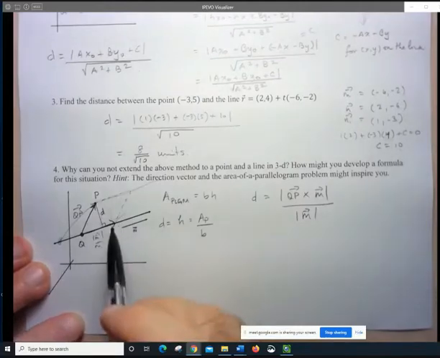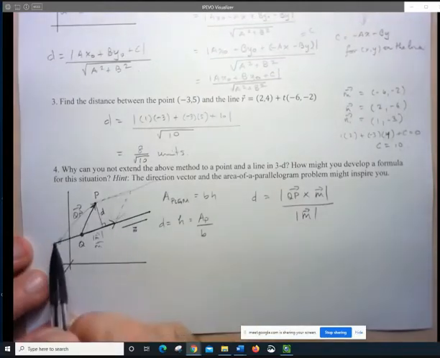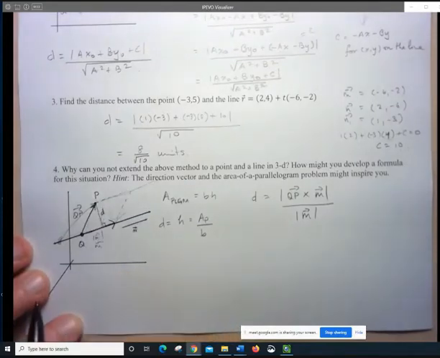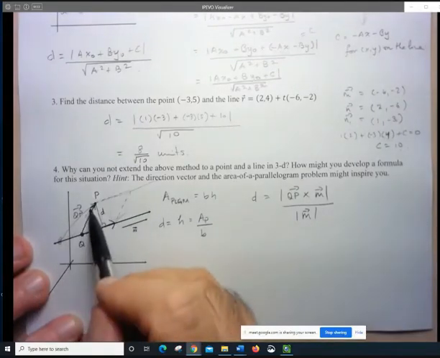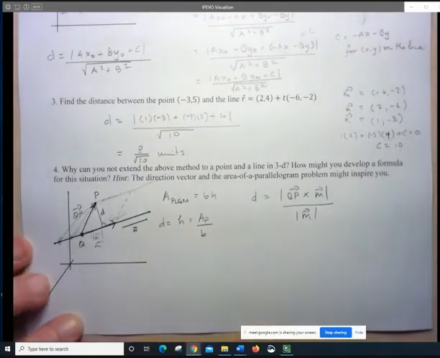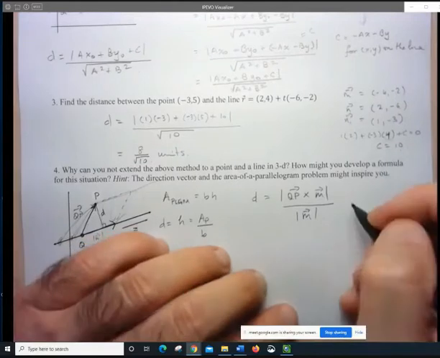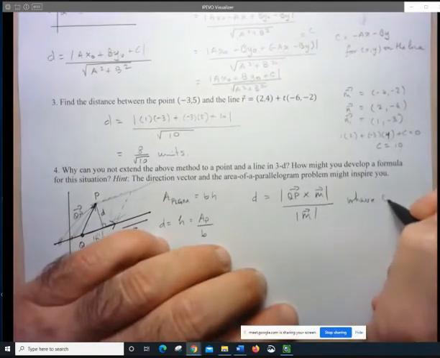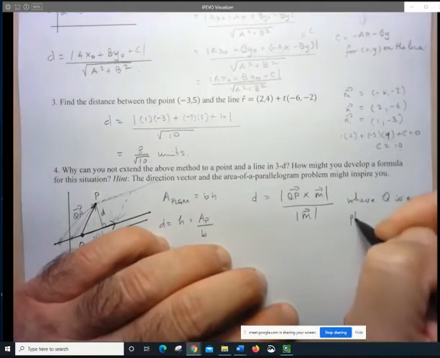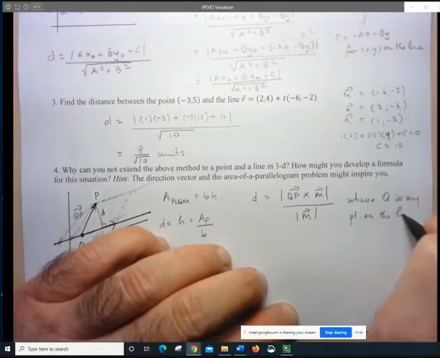And the answer is no. Because even if I picked that point and created a parallelogram, this would still represent the height. If I take this point and create a parallelogram, this still represents the height. So here, Q is any point on the line.